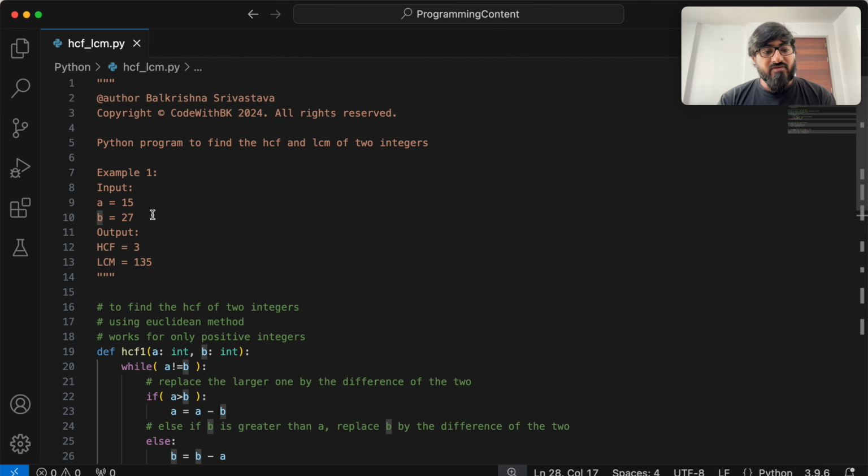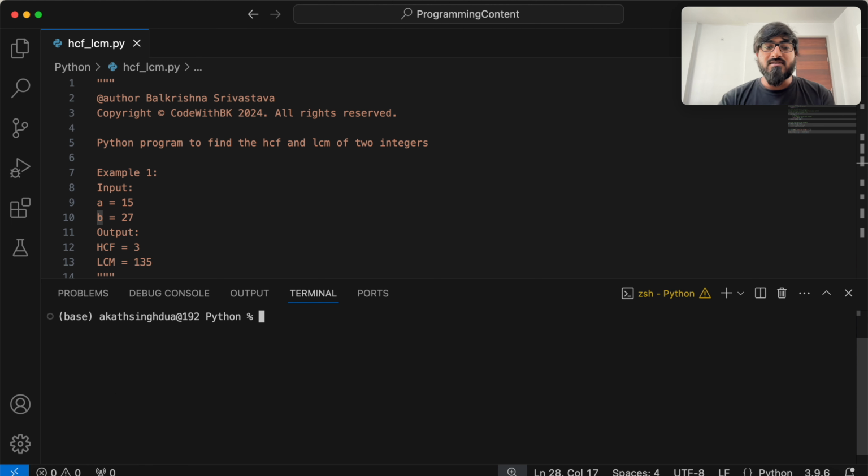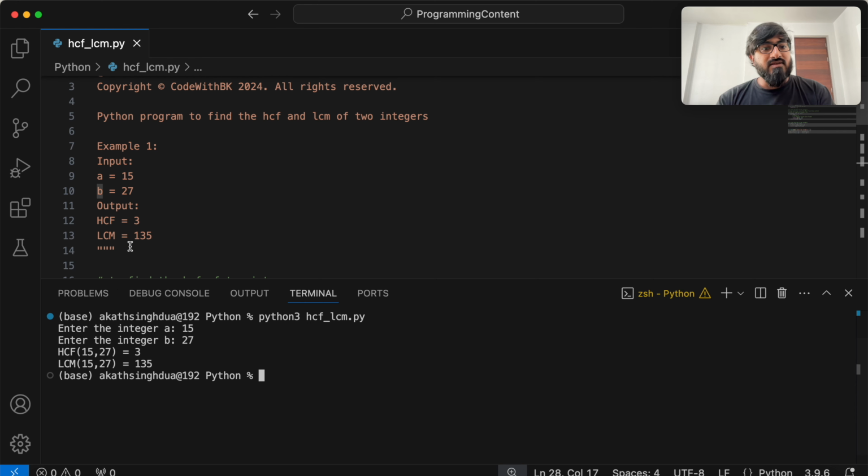Oh, I did not check for 15 and 27, my sample cases. One last, 15 and 27. HCF is 3 and LCM is 135.